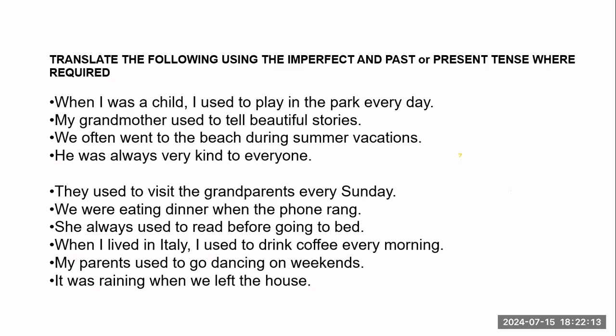We were eating dinner when the phone rang. Eileen. Cenavamo quando il telefono chiama. I don't know. Close, right, good. So now what are you going to use when you're saying the phone rang? Are you going to use imperfect or past? Past. Past, okay. So your verb for past to ring is suonare. Ha suonato? Correct. So cenavamo quando ha suonato il telefono.